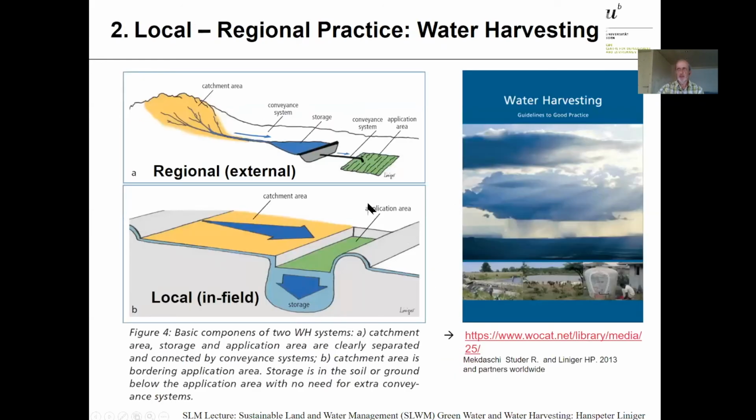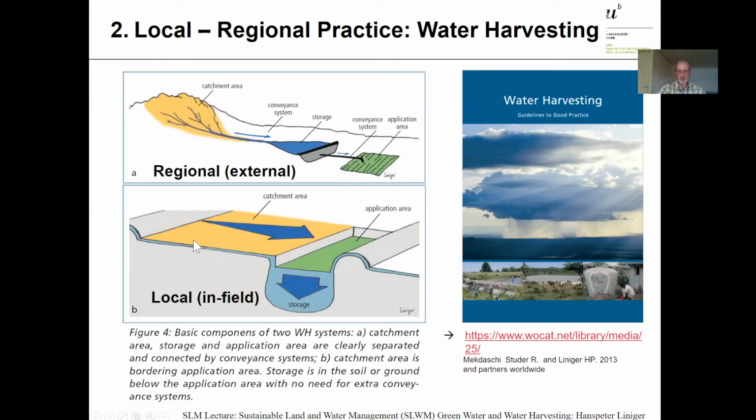So basically for water harvesting, you always have three different areas. One is a catchment area. That's where you collect the water, where runoff is happening. Then we could have a conveyance system. Then you have a storage place, here an open dam, an open water dam. And then you have an area for application.